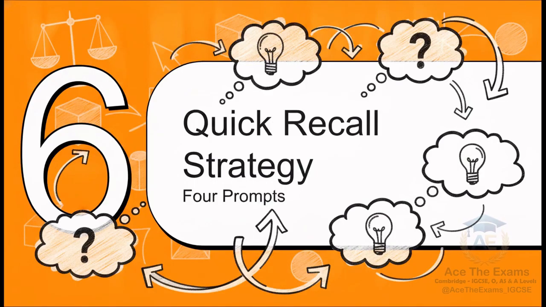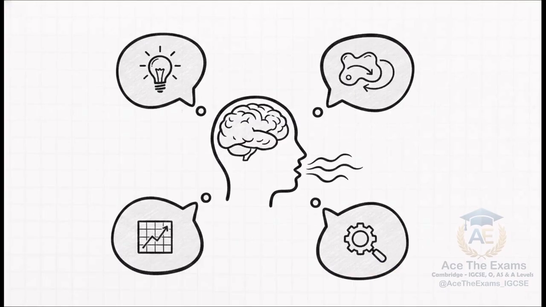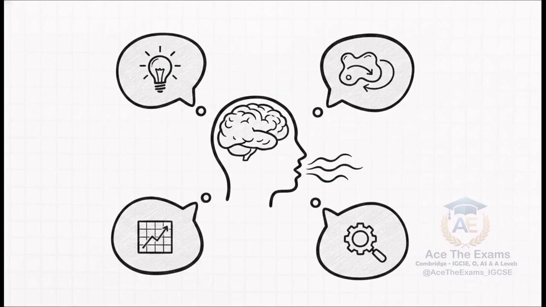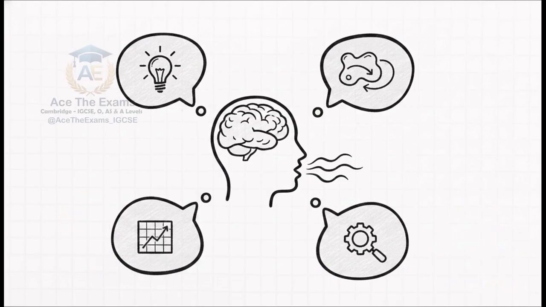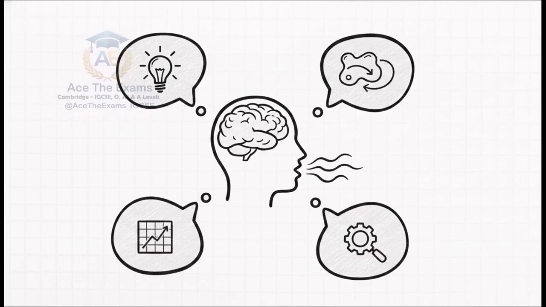Finally, we arrive at Section 6, the quick recall strategy, 4 prompts. So whenever you're reviewing, I want you to test yourself with these 4 simple prompts. 1. What is the core idea? 2. What changes physically? 3. What quantity or graph shows it? And 4. Where is it used? If you can answer these out loud with confidence, your foundational knowledge is entirely secure.